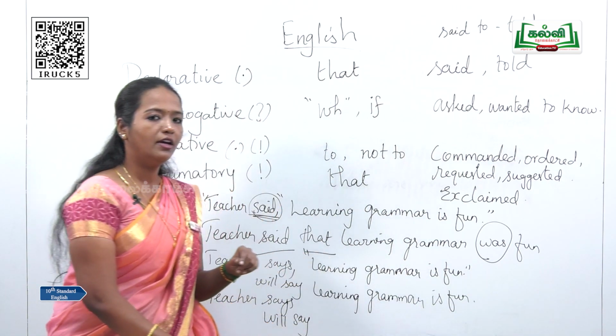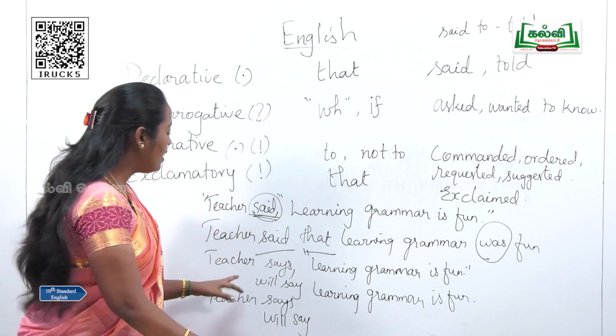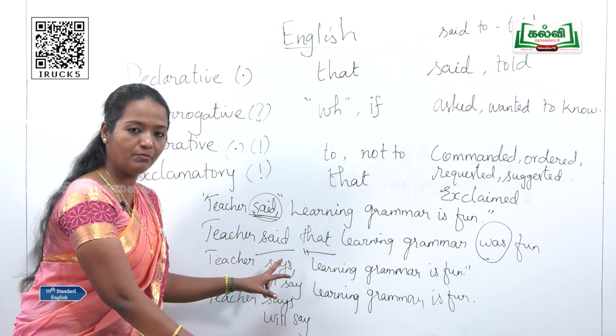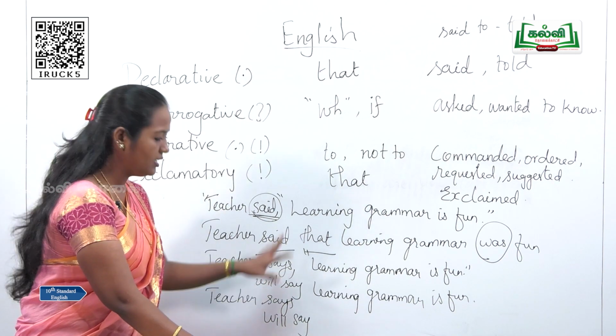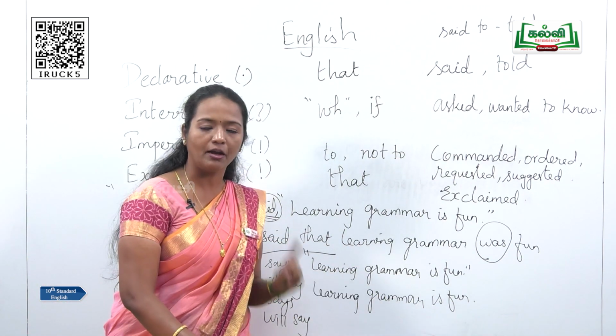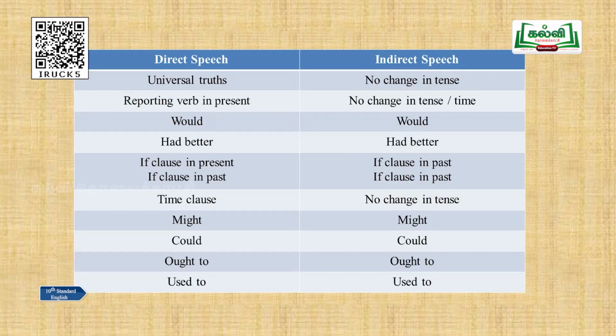Yes. So if it is a universal truth, or if the reporting verb is in present tense or in future tense, the tense does not change in the reported words. And would remains the same, would. Had better, same, had better. If you have an if clause sentence in present tense, that changes into past tense. In the direct speech, if they've given you if clause and past tense, then that remains the same. And time clauses, there are no changes in the tense. Might becomes same, might, could, ought to, used to.